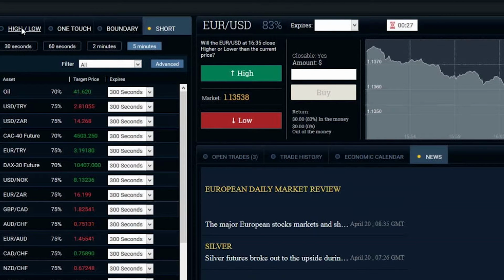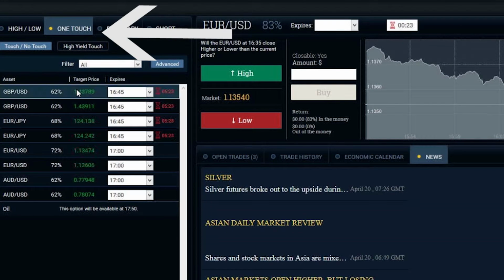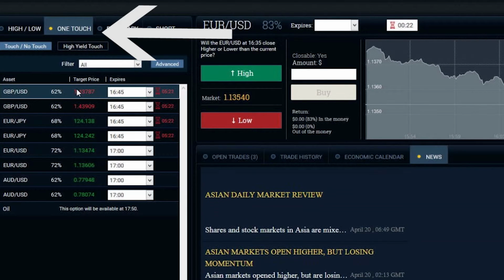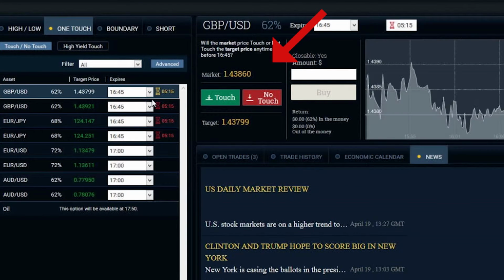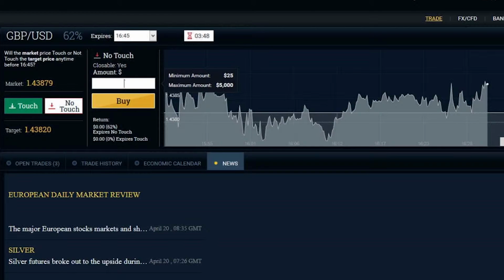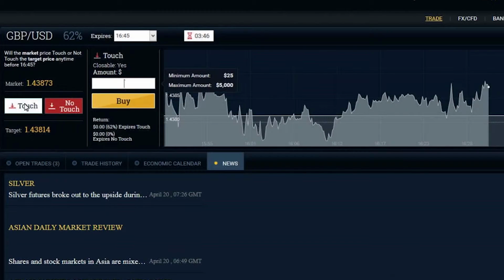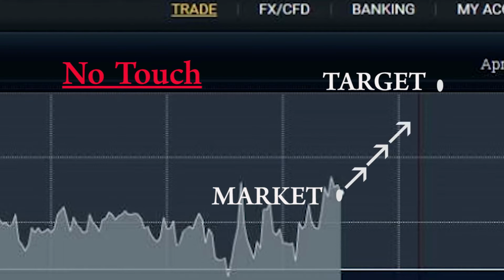So now let's look at the one-touch option. This tab enables us to select whether or not the price of the asset will reach a specific target price before expiry time. After selecting the asset, the main window will display the touch or no touch buttons. If we select touch, the option's market value must touch the target price by expiry time. If we select no touch, the option's market price must not touch the target price by expiry time in order to win.